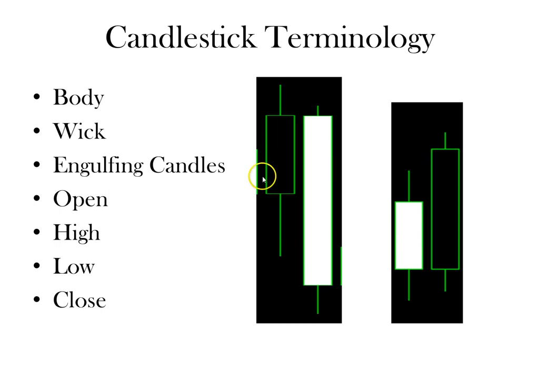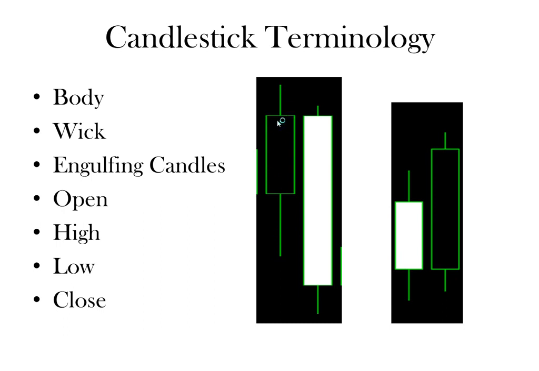Open, high, low, close. A bearish candle always opens at the top, goes to its high, creates a wick, always, and then goes to the low, creates a wick, and then retracts and closes. Open, high, low, close. And it's as simple as that.